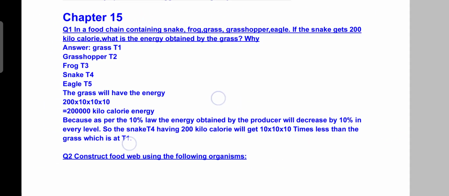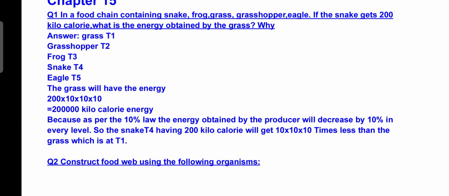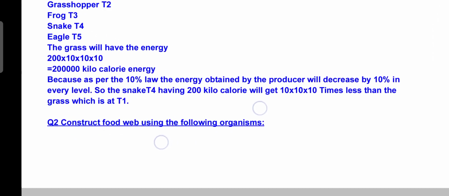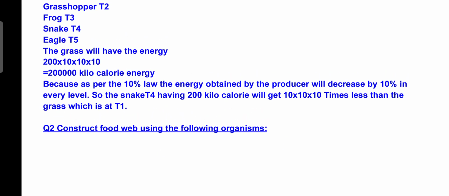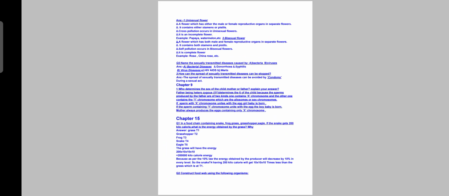So for the reason, simply mention the 10% law. Because as per the 10% law, the energy obtained will decrease by 10% at every level. So snake being T4 having 200 kilocalorie will get 3 times 10, that is 1000 times less than the grass which is at T1. So this is the reason you have to give, or simply mention the 10% law. Next question, construct the food web using the following organisms.